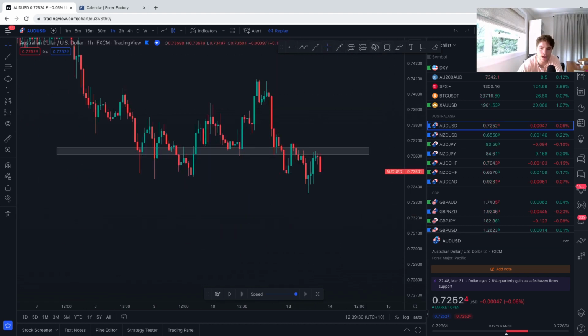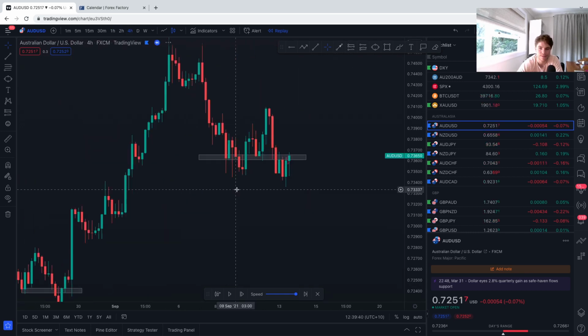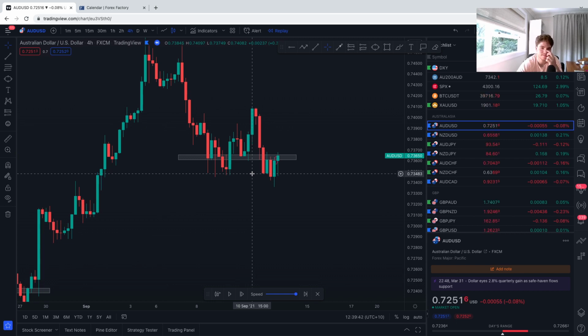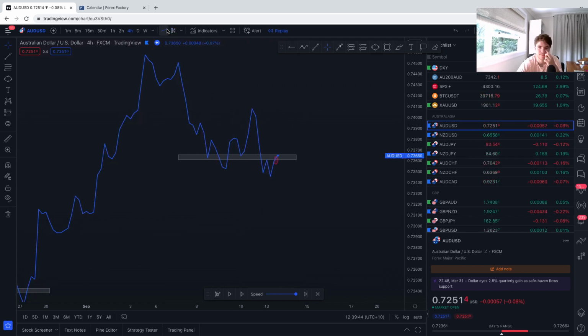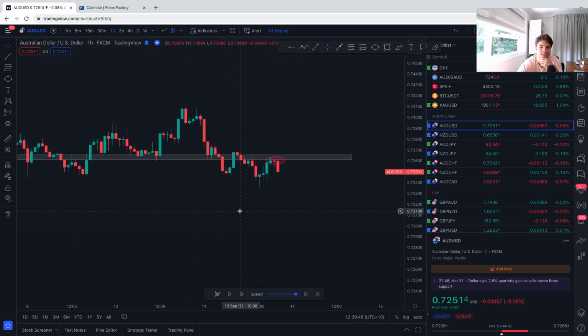We do have some tiny wicks, but let's look at the 4H. This might ruin it. Yeah. I don't think I'm going to take this. I just saw the 4H pushing back up, but I don't quite have that wick rejection I'm looking for.